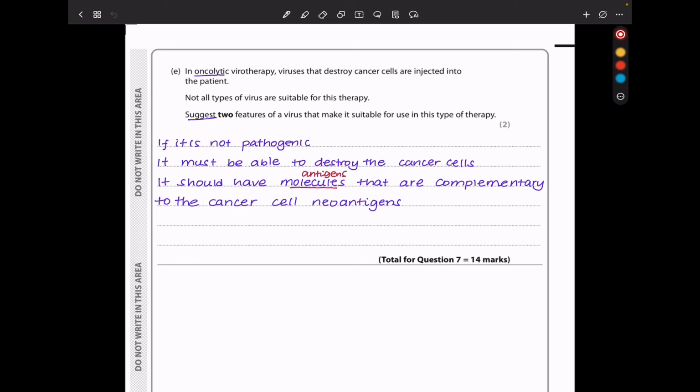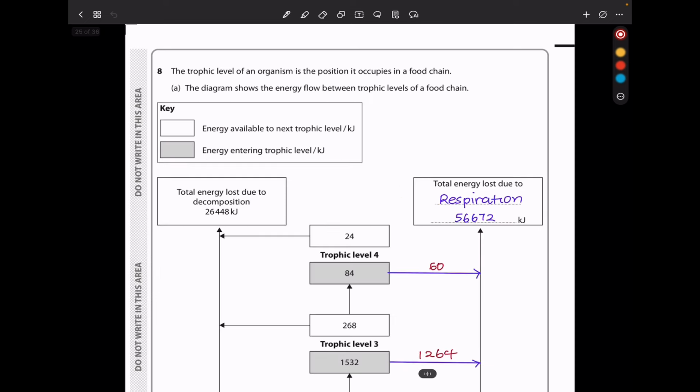The virus should not be pathogenic. Number 1, it must be able to destroy the cancer cells. It should have antigens or molecules that are complementary to the cancer cell neoantigens. So this brings us to the end of question 7. Let's continue to question 8.